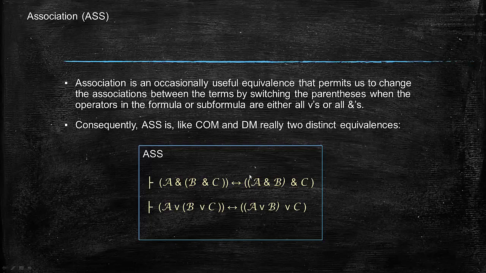So of course, it's an equivalence, so you can go one way or the other. You can go from A and (B and C) to (A and B) and C, and vice versa. And the same holds for the disjunction. A or (B or C) can be substituted for (A or B) or C. The feeling is one of just redistributing the parentheses.